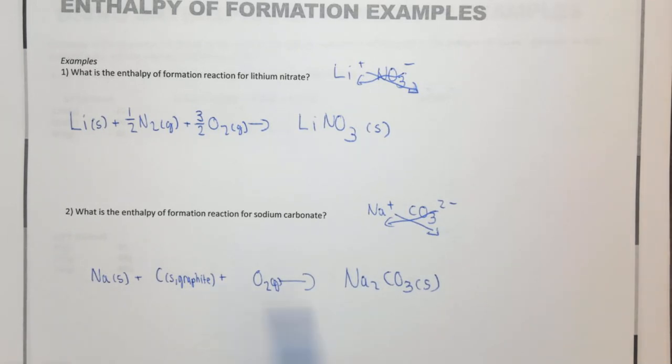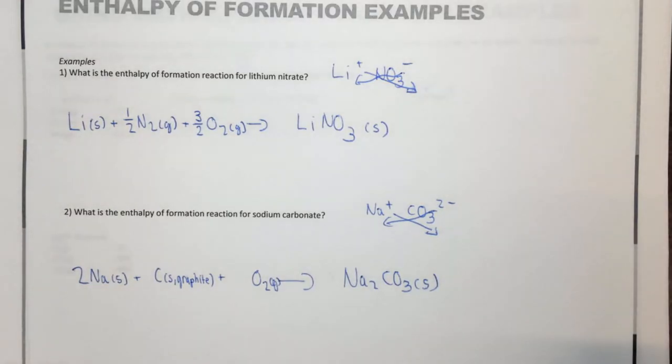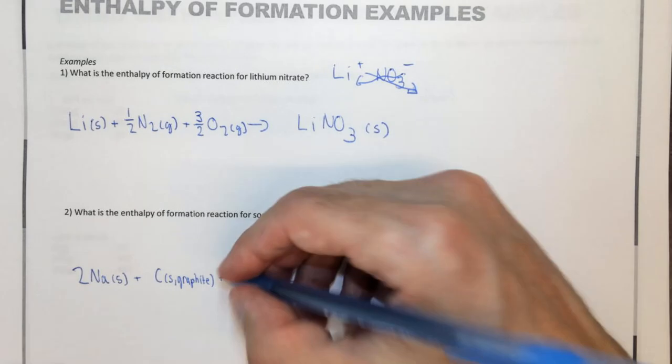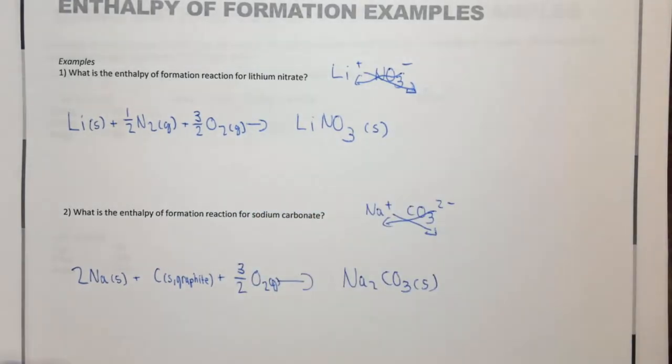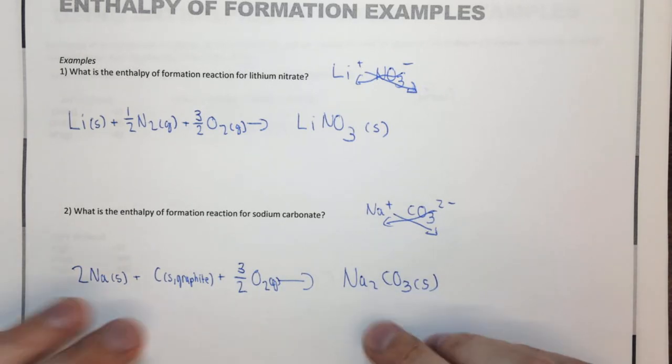Well, if we have 2 sodiums here, we need 2 sodiums here. We have 1 carbon, we're good. Oxygens, we have 3. This is O2, same as in the previous example. We need 3 halves of an O2. And this is the enthalpy of formation reaction for sodium carbonate.